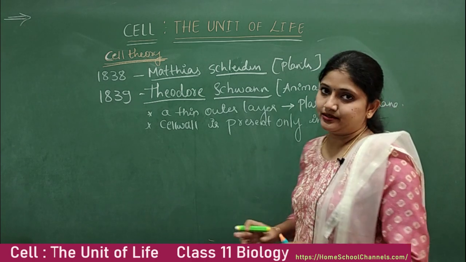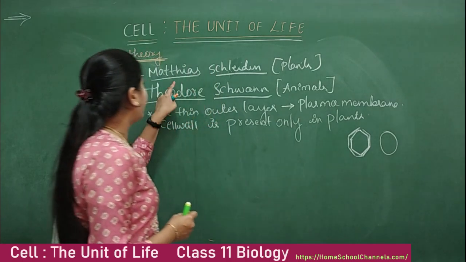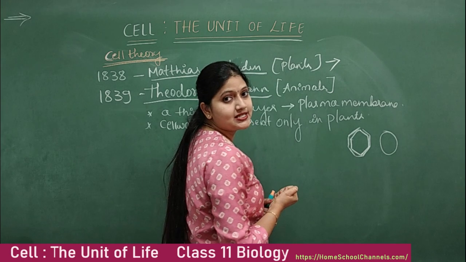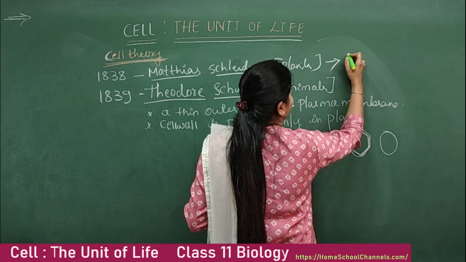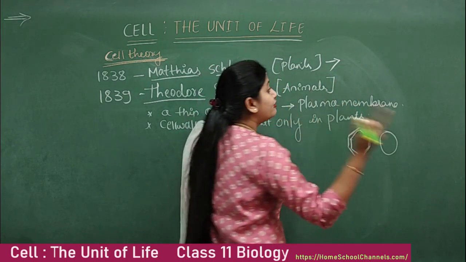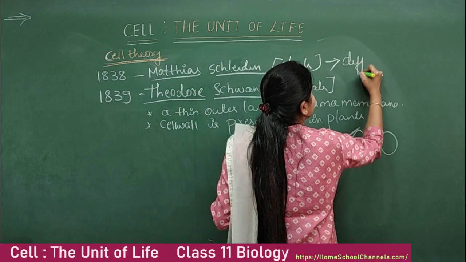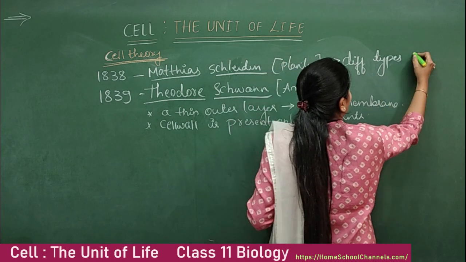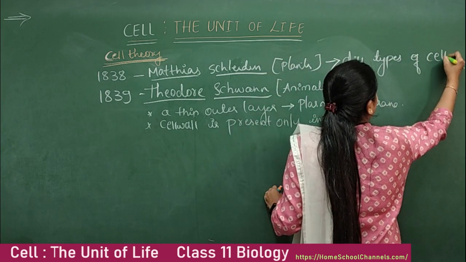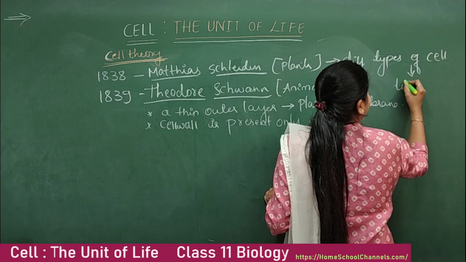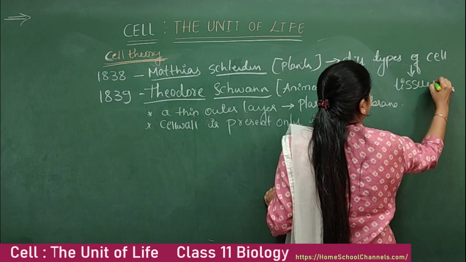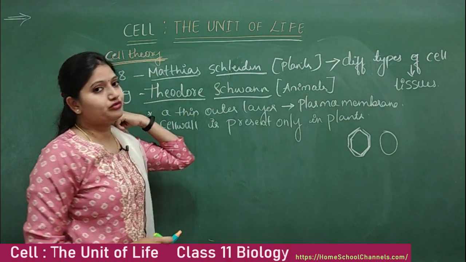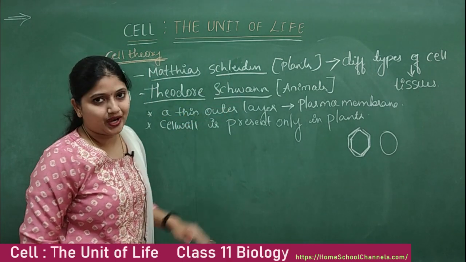Whereas Schleiden, what did he state? He stated that plants are made up of different types of cells which will make up tissues. This was given by Schleiden, and these two findings were given by Schwann.